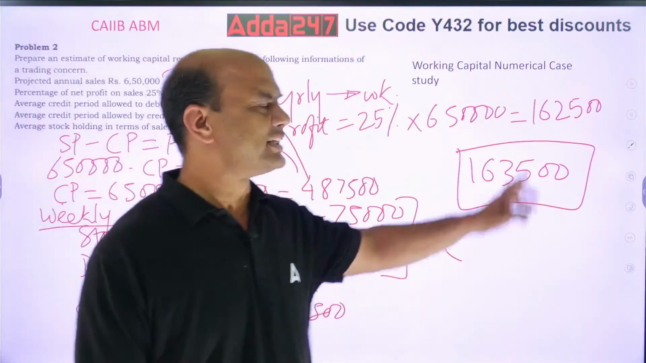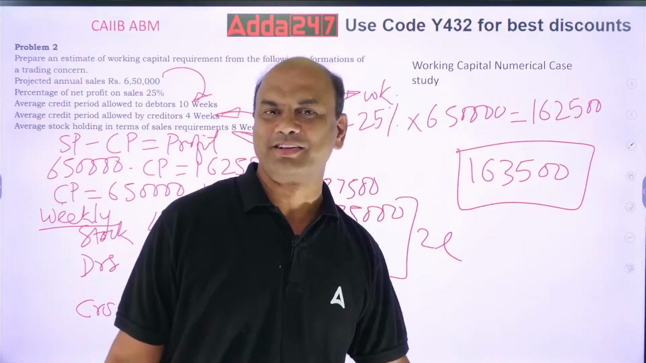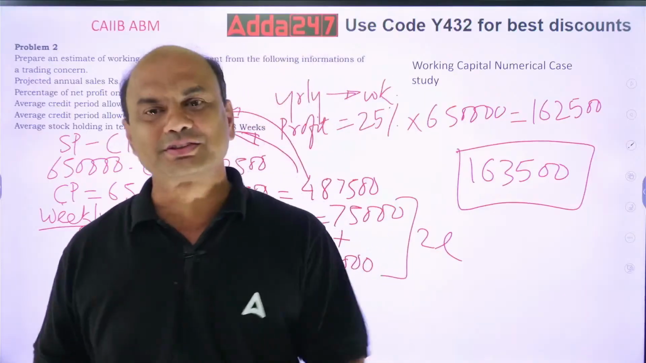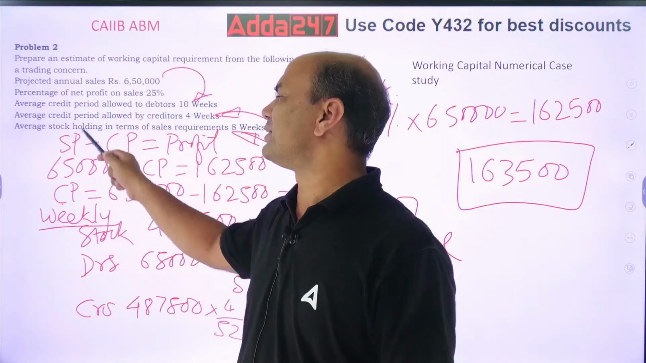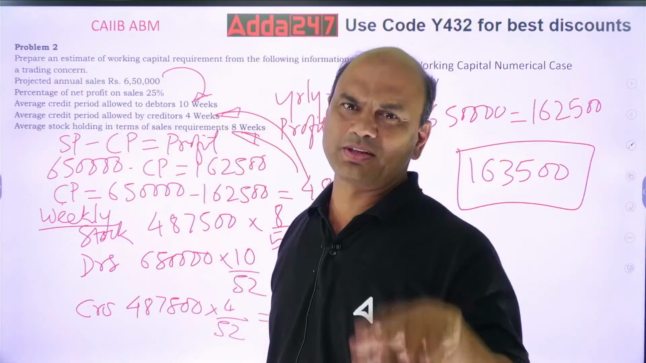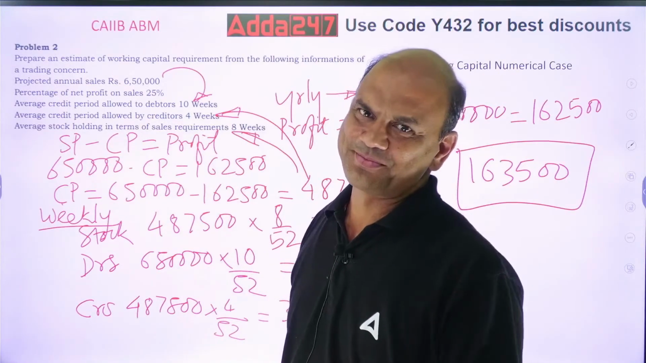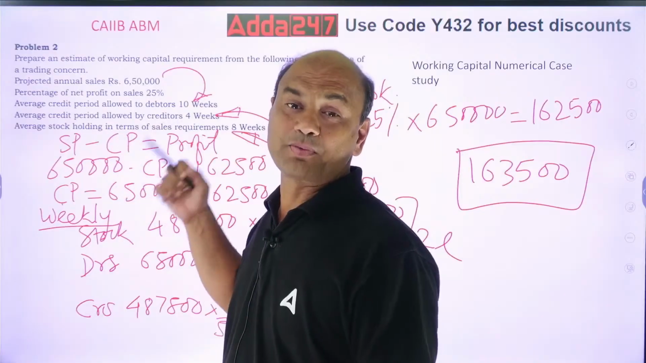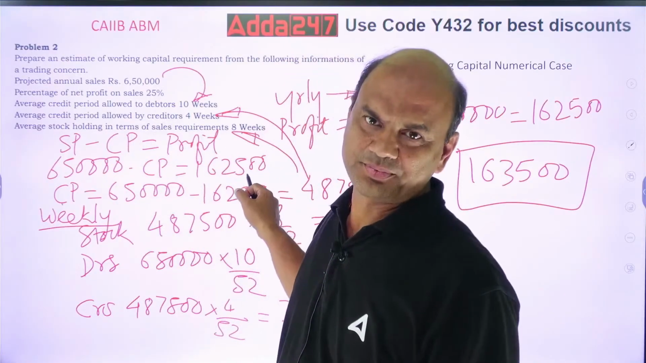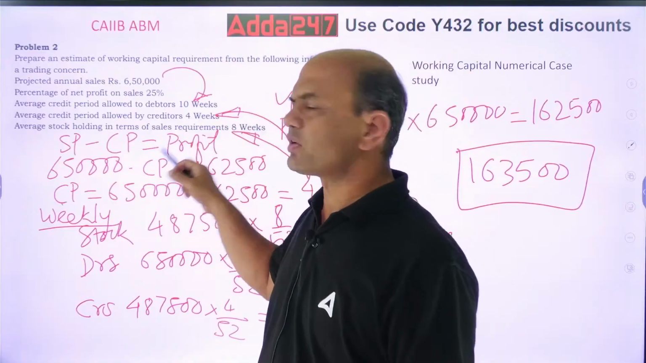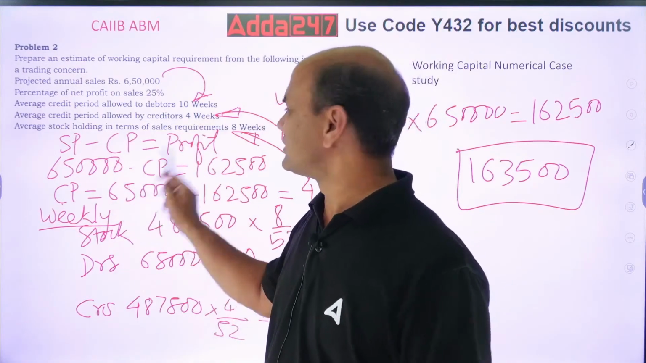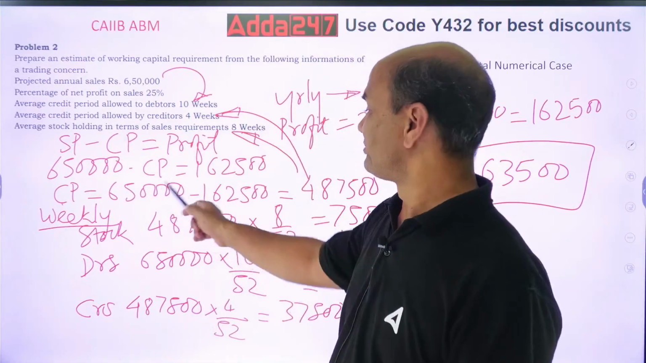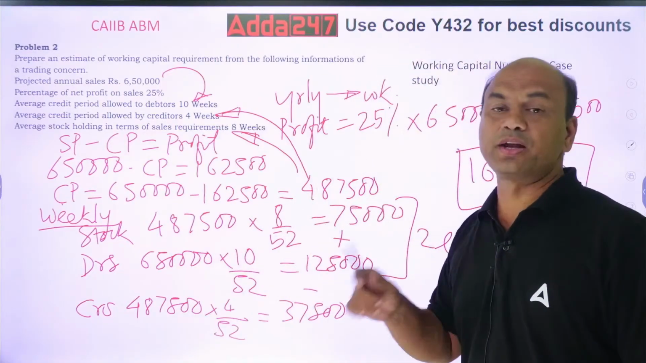So now this is what you have to do, 1,62,500, right? What is this? Profit. Now if this is profit, then what is the cost? Simple rule: selling price minus cost price equals profit. Your school level, 7th standard, 8th standard. So 6,50,000 is the selling price, and profit we just solved is 1,62,500. Now you have to find out the cost price. CP equals 650 minus 162. You should do it. 4,87,500.